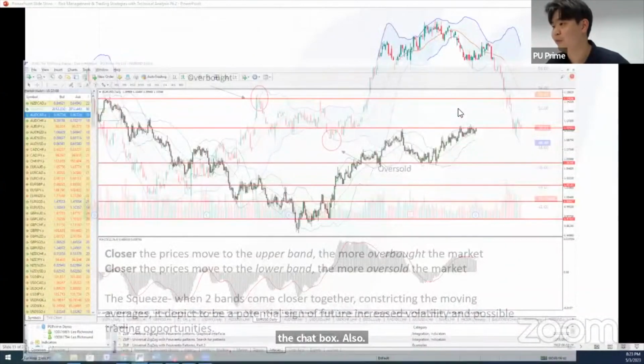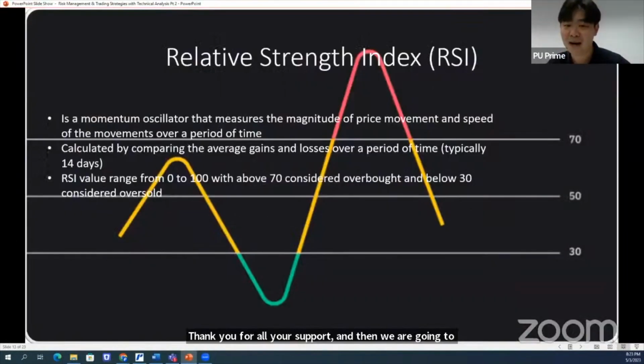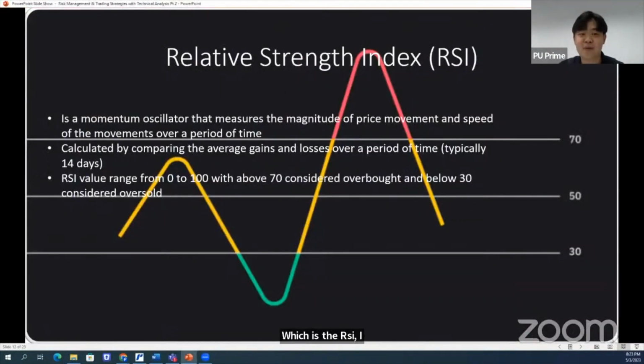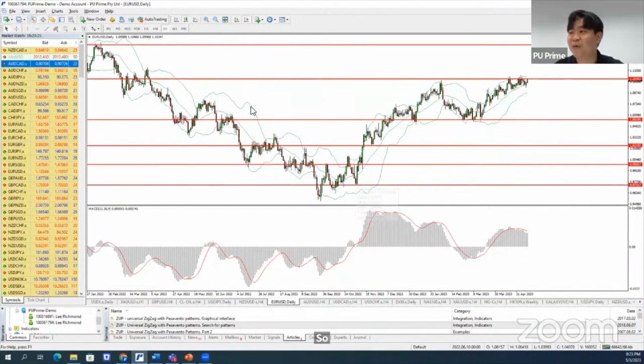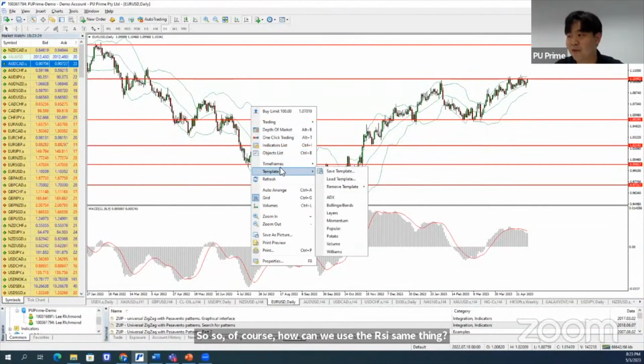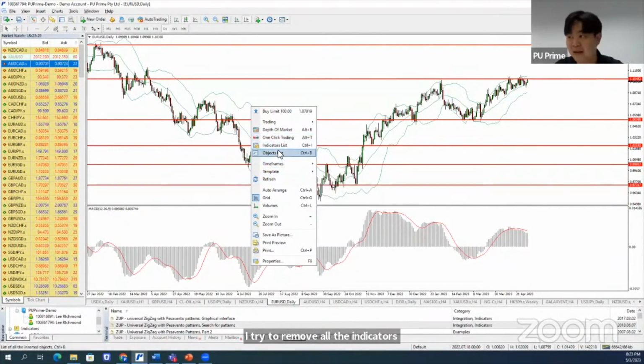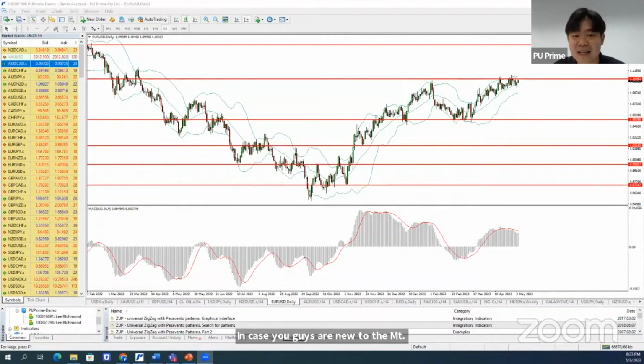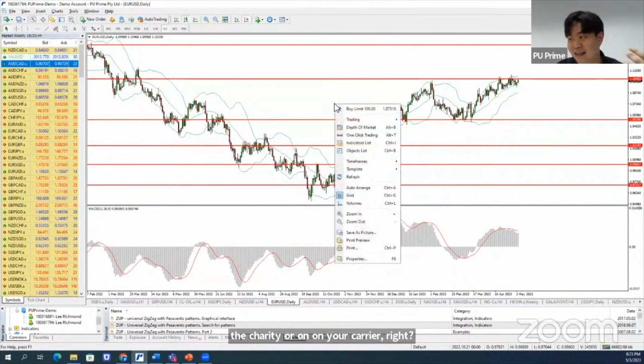And then we are going to move to the next, which is the RSI. I think RSI is very, very simple for all of you to understand also. So of course, how can we use the RSI? Same thing, I try to remove all the indicators first to prevent confusion. In case you guys are new to the MT4, if you accidentally set too many indicators on the chart already, I am going to teach you how to remove some of the unnecessary indicators.